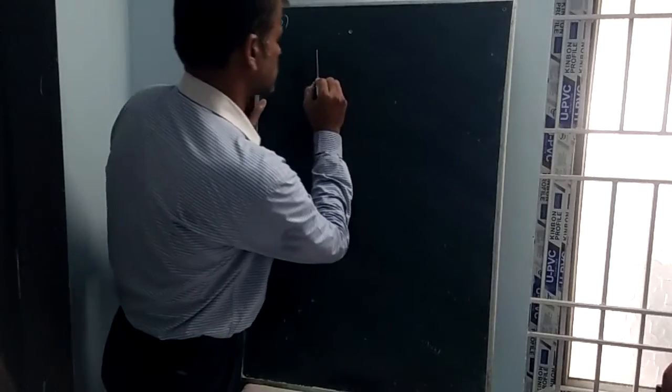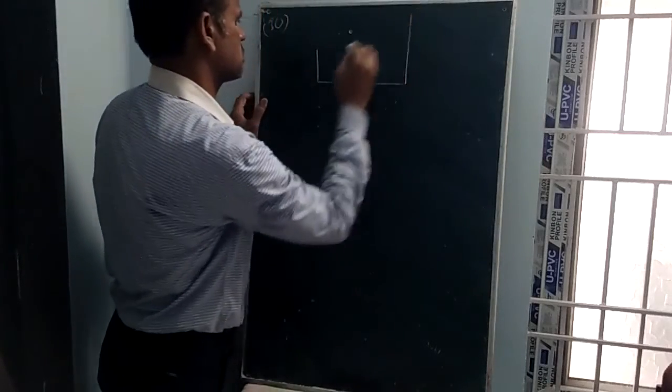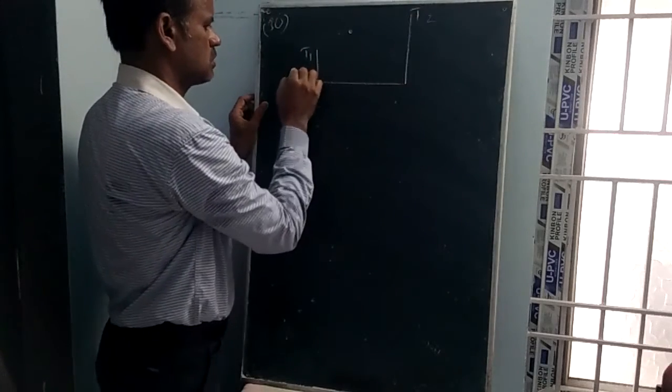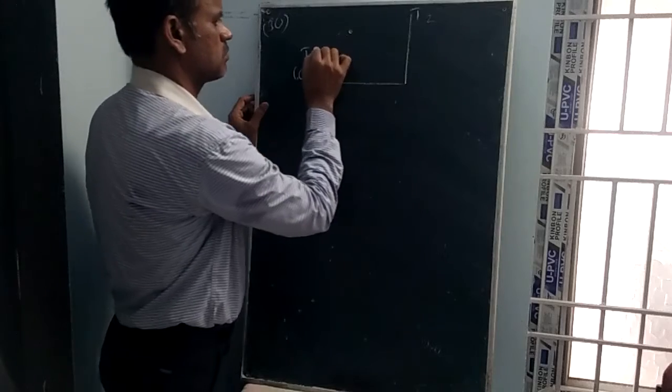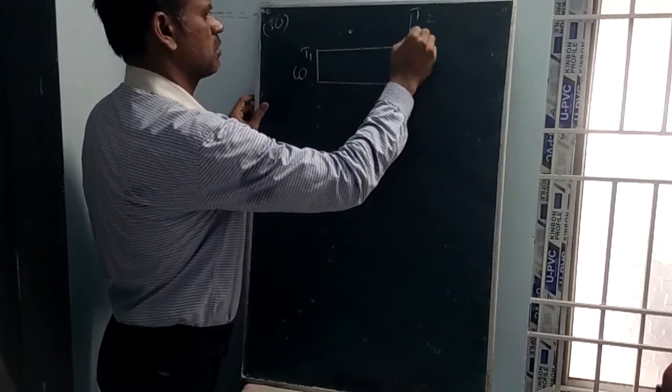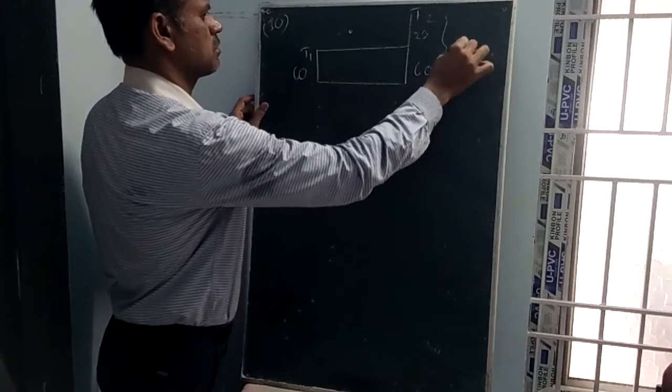30th question. A tower T1 of height 60 meter located exactly opposite tower T2 of height 80 meter. Let us see the two towers. Draw the two towers like this. This is T1 and this is T2. This is 60, this is 80. This is 60, this is 20. So total this is 80.